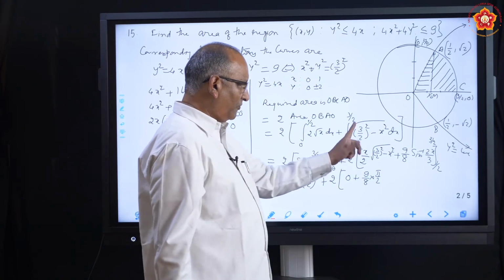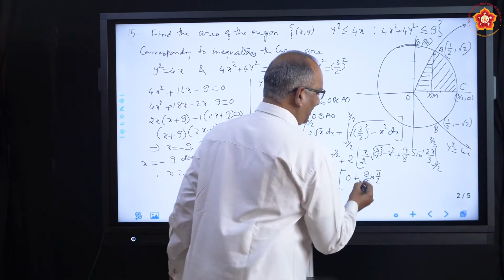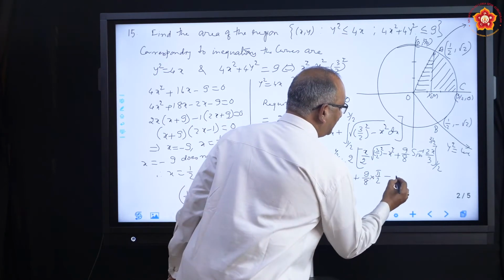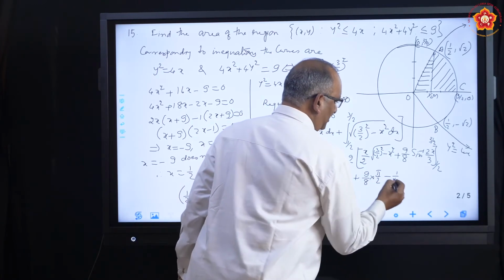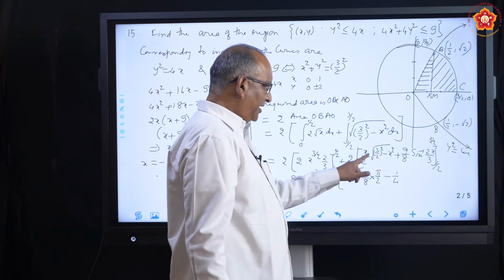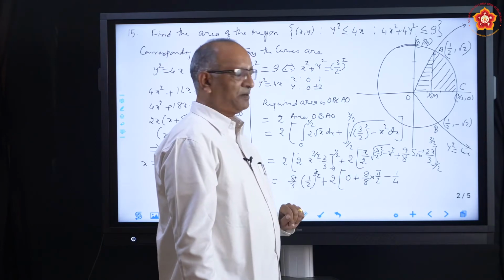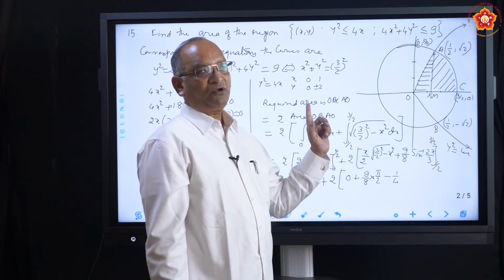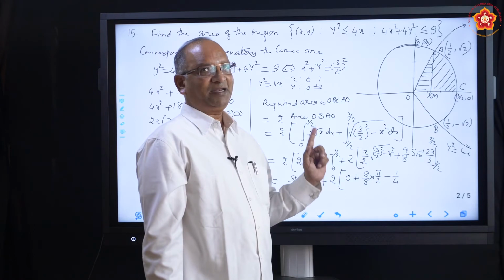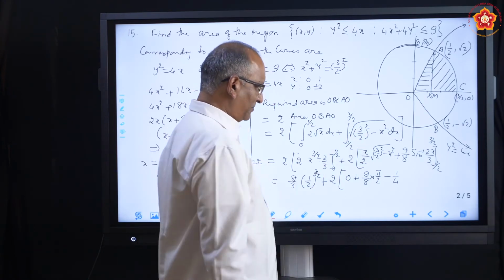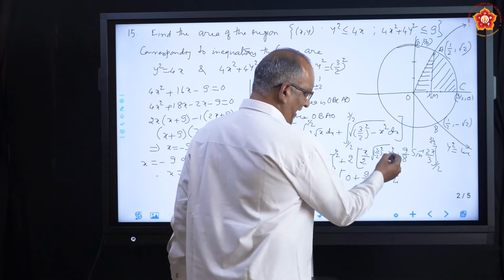Now substitute the lower limit. When you substitute the lower limit, we write it with a minus sign. X is how much? 1 by 2. So it will become 1 by 4 under root of (3 by 2) square minus (1 by 2) square. What is (3 by 2) square minus (1 by 2) square? It is 3 by 4 minus 1 by 4. 3 by 4 minus 1 by 4 is 2 by 4. 2 by 4 is nothing but 1 by 2. You can do that calculation yourself.